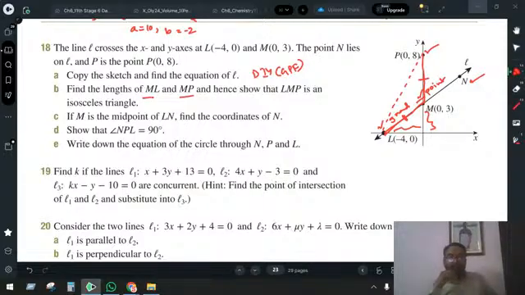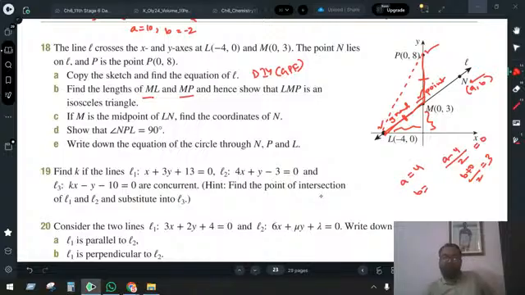And if M is the midpoint of LMN, you have to find out this N. If you take A comma B, then (A minus 4) by 2 is equal to 0, and (B plus 0) by 2 is equal to 3. So for A equals 0 it's 4, and B equals 6. It's 4 comma 6. Okay, so that's why you got M as a midpoint. So we are given it is 4 comma 6.